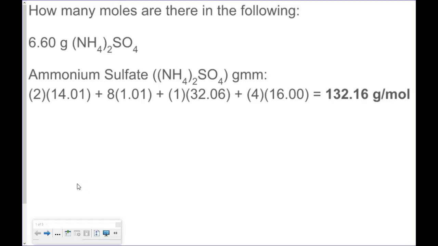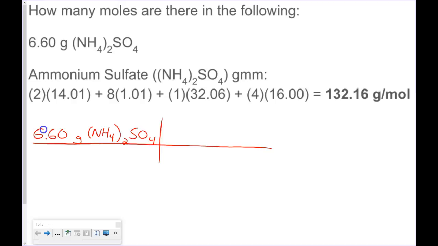In this video, we're going to go a little bit into molar mass and how we convert between the different values that you might see. So let's start here. I'm talking about how many moles there are in 6.60 grams of ammonium sulfate. Now, I've already calculated out the gram molecular mass for ammonium sulfate right there. So what I'm going to be doing here is I'm going to be converting that into moles.